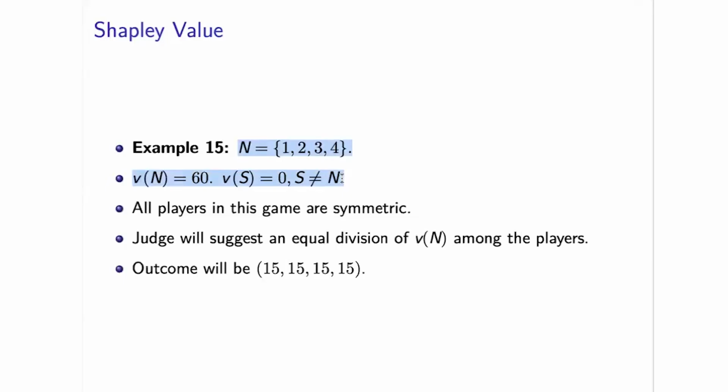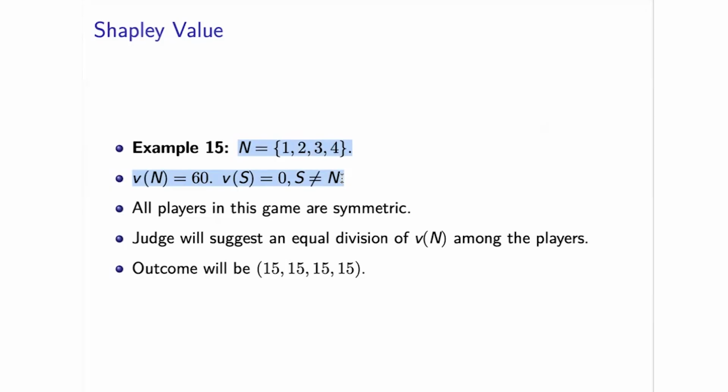Okay. So here intuitively, it should be obvious that the judge is going to suggest an equal division of this V(N) equal to 60 among the players. And so the outcome of this game is going to be that each of the players ends up getting 15 each. Why is it intuitively obvious? Because if you have a fair division and there's no difference between the players, then there's no reason for the judge to give one player more than the other.